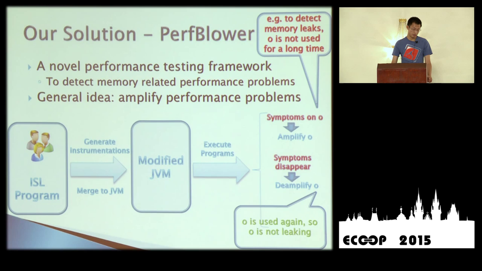Let's still use memory leaks as the example. If we try to detect memory leaks and we find that during the execution, object O is not used for a long time, then that means object O is very likely a leaking object. So we add much inefficient data to this problematic object. Later, after a while, object O is used again, so it is not leaking anymore. We should remove all the penalties we have added to it.